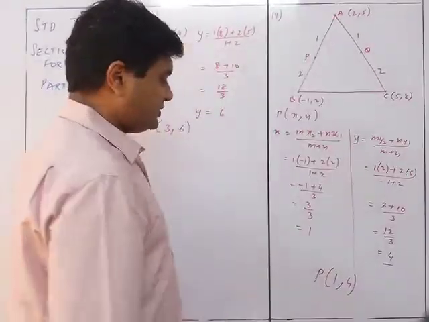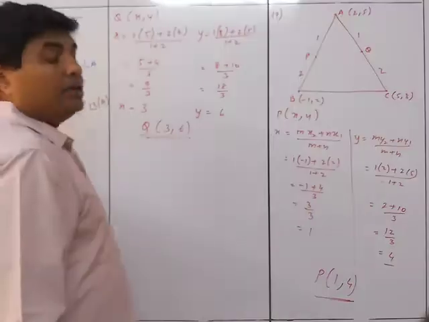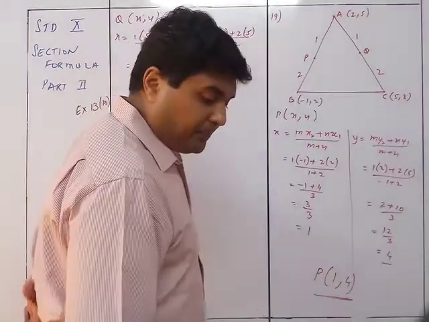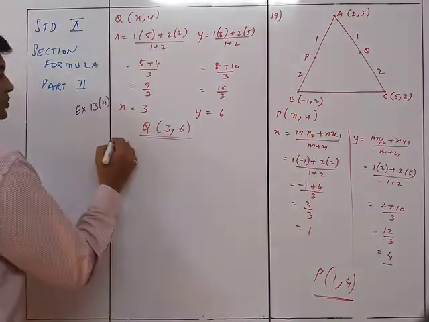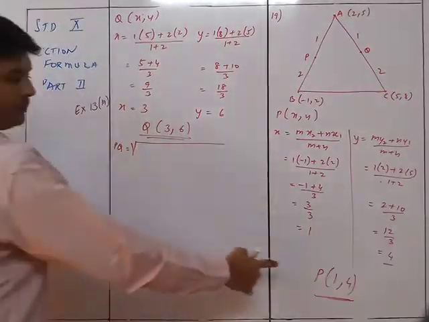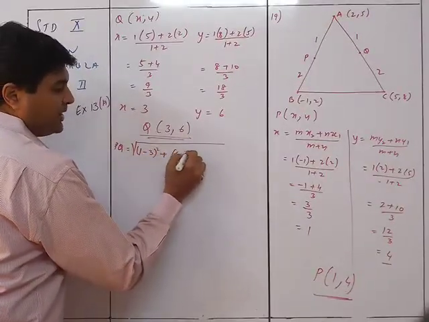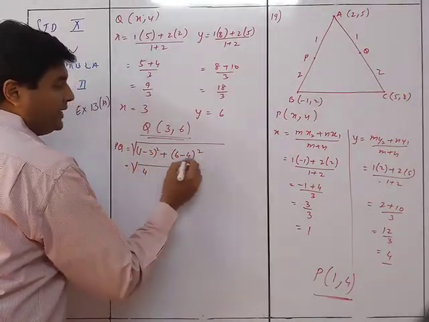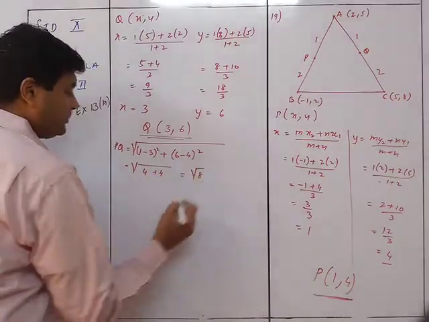So that we got the first thing as P's value 1 comma 4, and Q is 3 comma 6. Now we see that PQ is equal to 1/3 BC. So we need to find out PQ and BC. So PQ will be equal to what? Square root of (1 minus 3) the whole square plus (6 minus 4) the whole square. That's going to be minus 2 the whole square, so 4, and this is 2 the whole square, again 4. So that's going to be equal to root of 8.